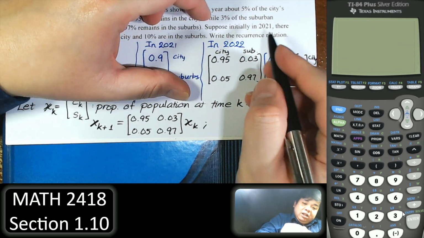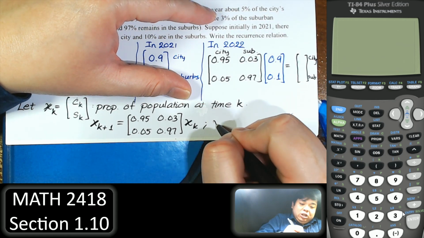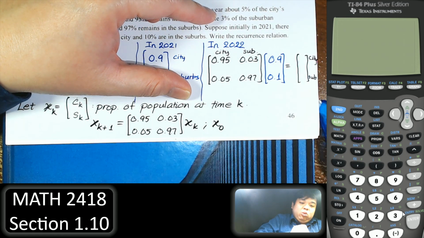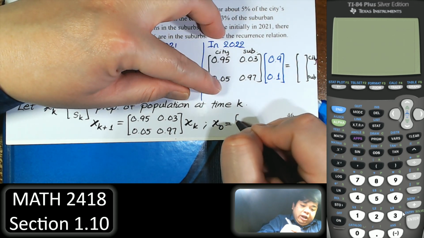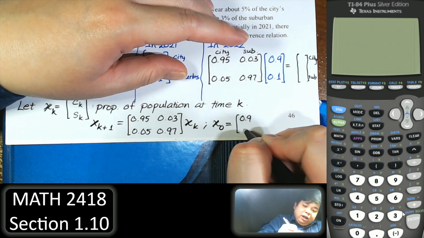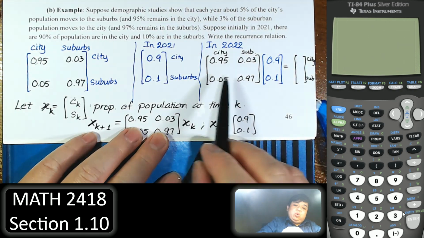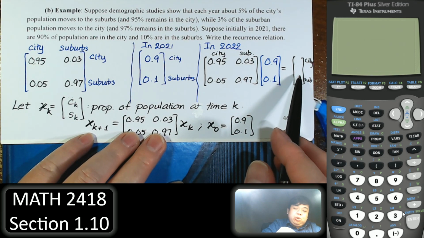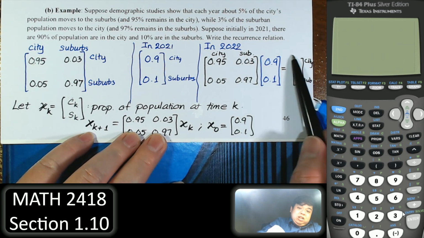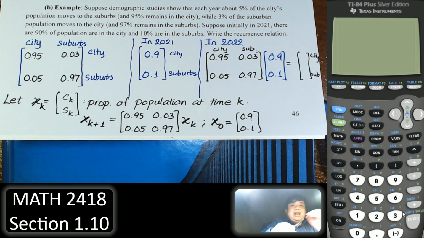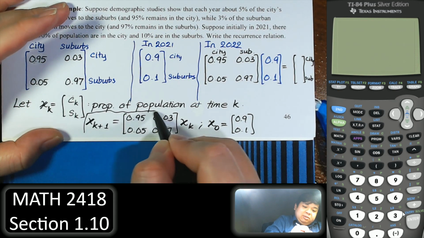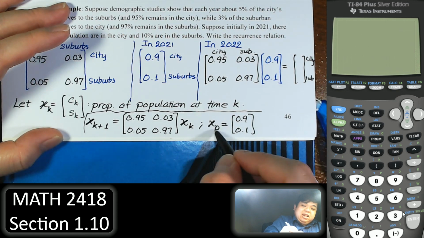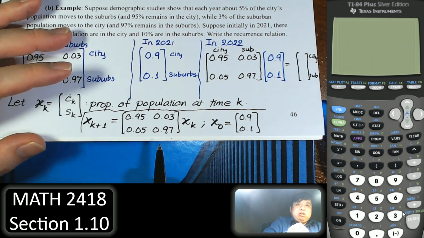And let's say initially in 2021, which is x_0, the vector for 2021, we're going to have 0.9 and 0.1. Right, so we do this multiplication, which gives us 2022, and multiply that matrix into the result, which gives us 2023, and just multiply the matrix, which gives us the next year, and just keep doing that. And this is the recursion relation, with x_0 meaning 2021.